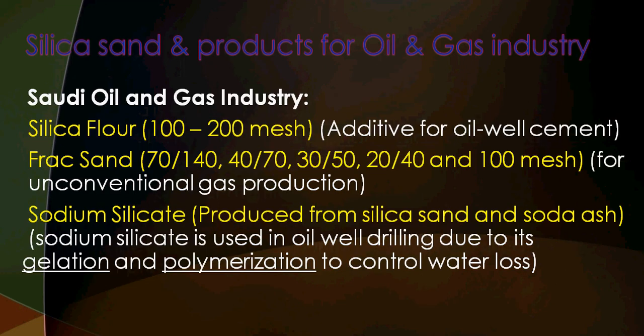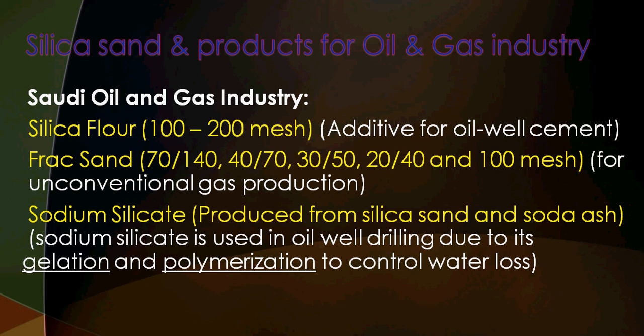And let's discuss silica sand products and try to relate them to the oil and gas industry. The Saudi oil and gas industry uses silica flour, 100 mesh to 200 mesh. It is used as an additive for oil well cement. In the gas industry, unconventional gas production uses frac sand, different grades, different mesh: 70/140, 40/70, 30/50, 20/40 and 100 mesh. And Saudi Aramco is going to drill for unconventional gas in 3 different locations, and there will be a need for millions of tons of frac sand.